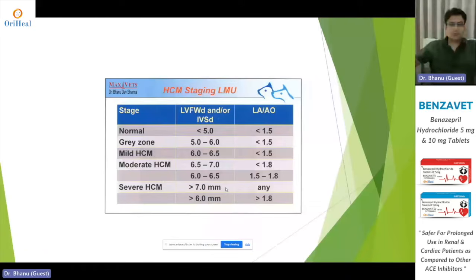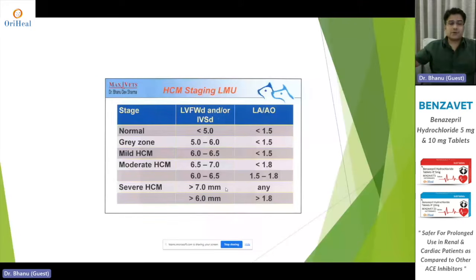When the left ventricular free wall or the IV septum thickness in diastole. So these are general diastolic measurements which we have to rely on. 6 to 6.5 mm would be labeled as a mild hypertrophic cardiomyopathy. 6.5 to 7 mm would be labeled as a moderate HCM, whereas a severe form of hypertrophic cardiomyopathy would mean that the left ventricular free wall and IV septal thickness in diastole would be more than 7 mm.